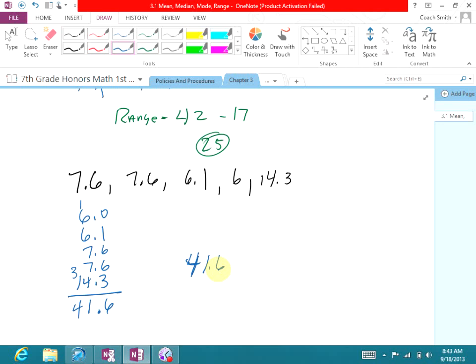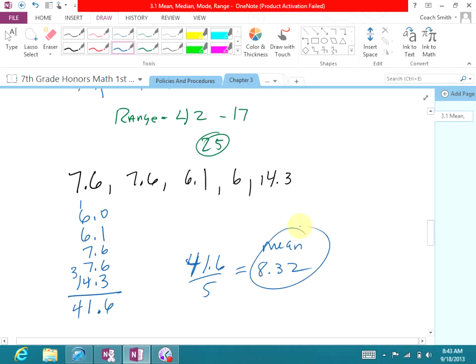Just like, let's say, for example, you put the decimal in the wrong spot and you put 4.16. Well, there's no way for the average of those numbers to be 4.16, because 4.16 doesn't fall in the range of 6 to 14.3. So when you divide that out, we're going to divide it by 5, and what does that give us, Lainey? 8.32. Okay, everybody get that? I'm assuming that's right. 8.32 then is the mean. So our mean is 8.32.